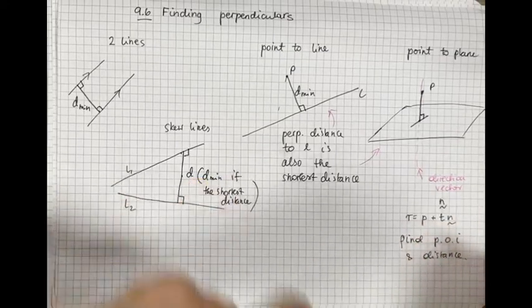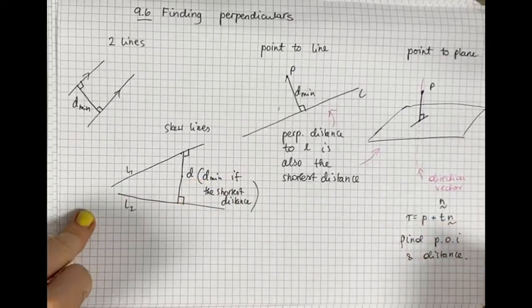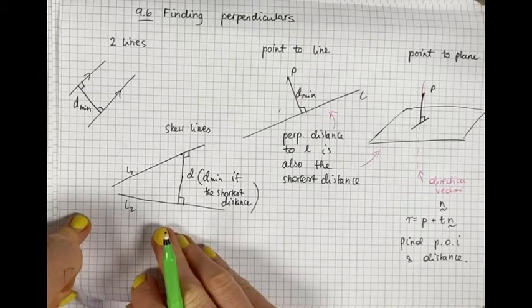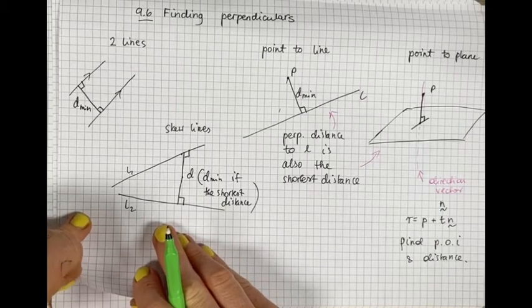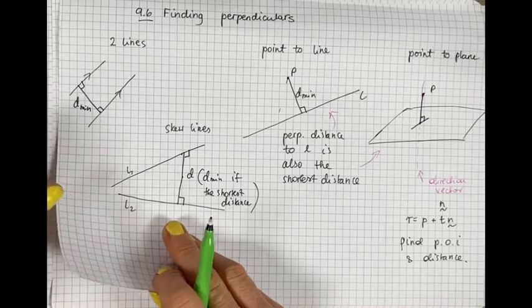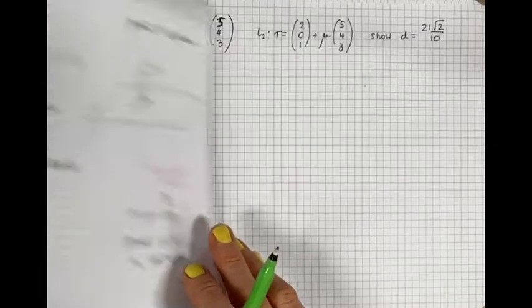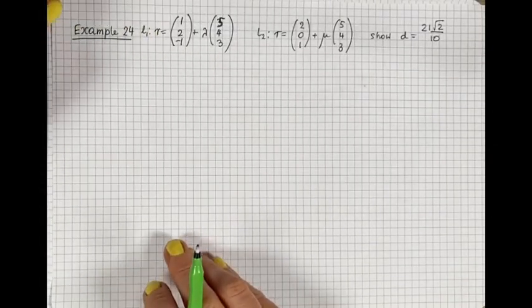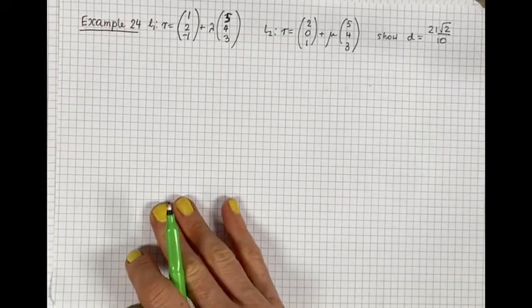But there is a formula that you can use as well if you've got the equation of that plane and the coordinates of that point. You can just use the formula which is in the formula booklet, so you'll be introduced to it in a minute. Okay, so let's have a look at example 24.